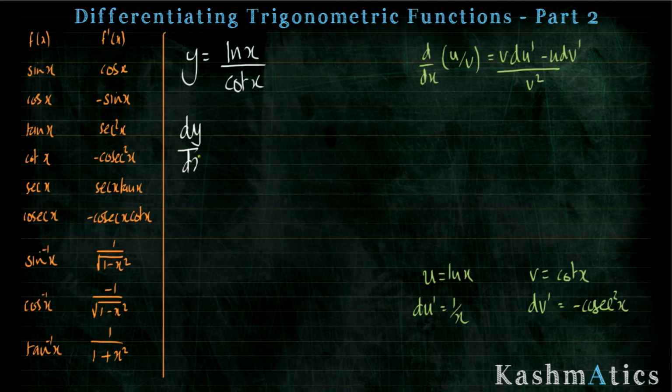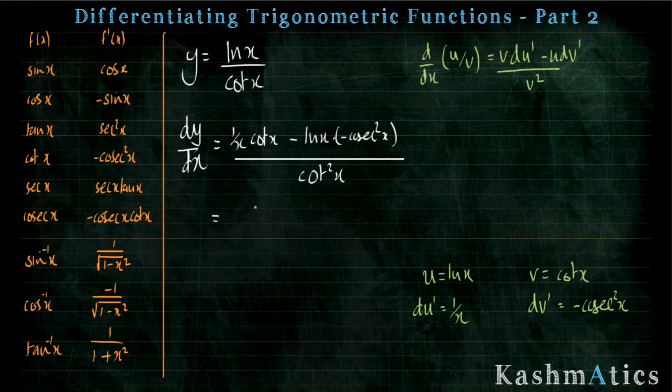dy by dx equals, alright, so v du, so cot x multiplied by 1 over x, so 1 over x cot x, take away u dv, so ln x multiplied by minus cosec squared x, we'll sort the signs out afterwards, divided by cot squared x.